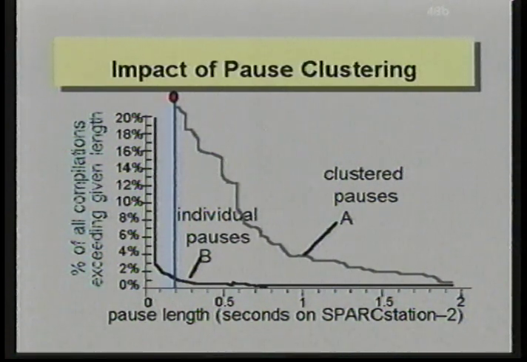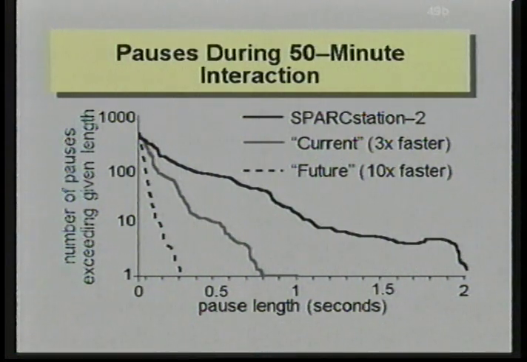And in fact, over the entire range of pause lengths, the two answers are going to differ by at least a factor of 10. So if anyone characterizes an interactive system based on individual pauses, their answers are probably going to be too optimistic by an order of magnitude. And therefore, it's very important to use pause clustering whenever you measure pauses in an interactive system. Now let's look at the Self system and use pause clustering. We've measured the pauses that happen during a 50-minute interaction with the system and drawn this diagram here. Again, on the x-axis, you have the pause length.